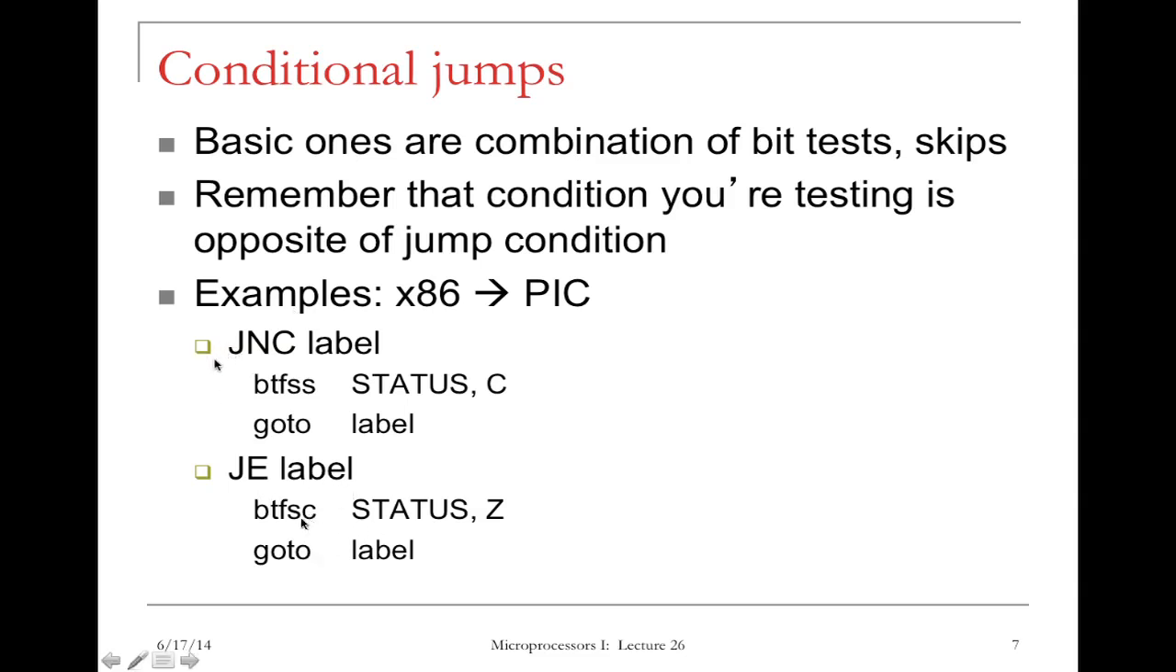And JE label is similar. JE stands for jump if it's equal, and by equal we really mean that the zero flag is a 1. So what we have here is we're going to test the zero flag, and we will skip the next instruction if the zero flag is a 0. And if the zero flag is a 1, this condition is not true, so we'll not skip the next instruction. So that is to go to label.